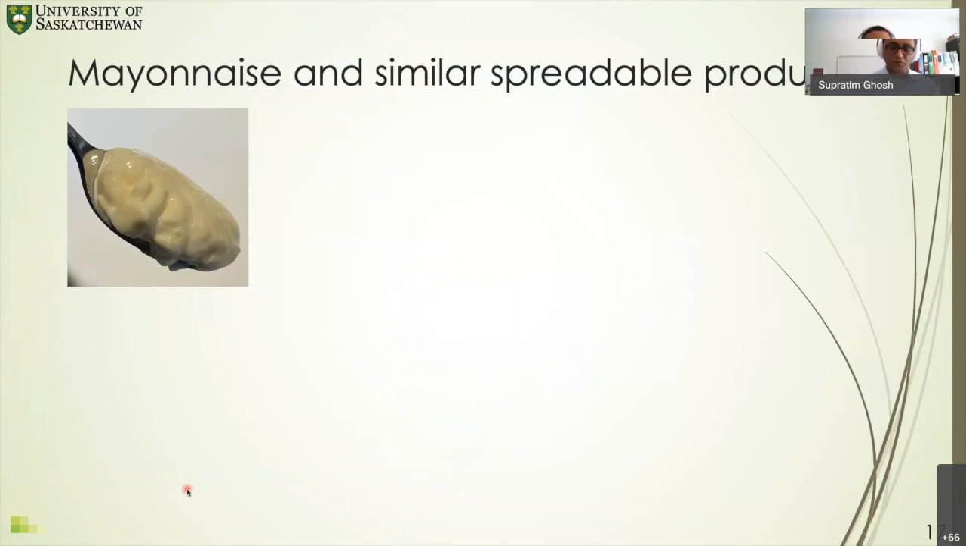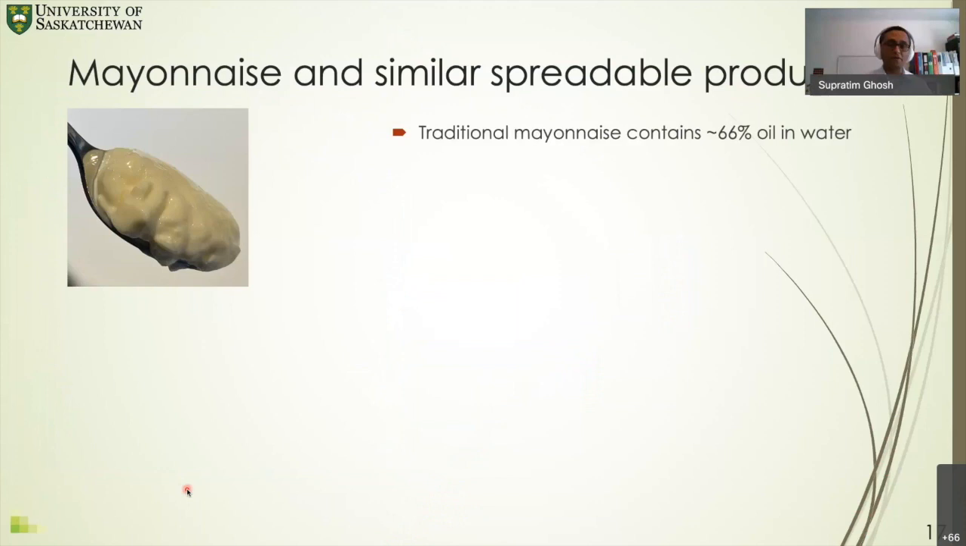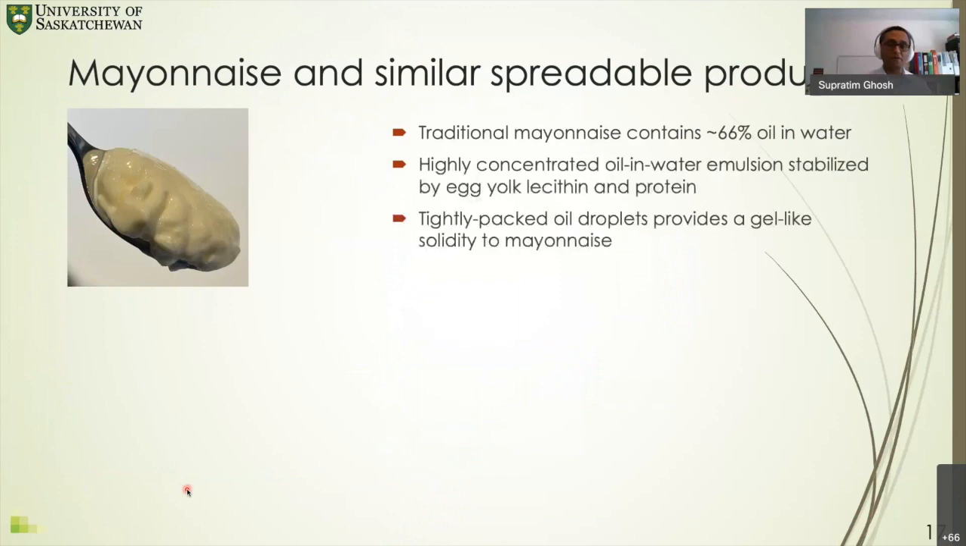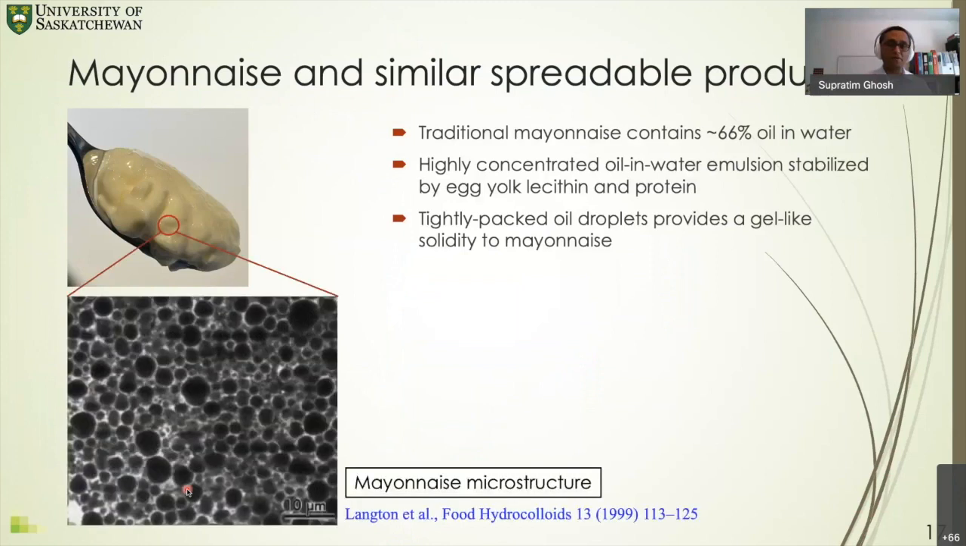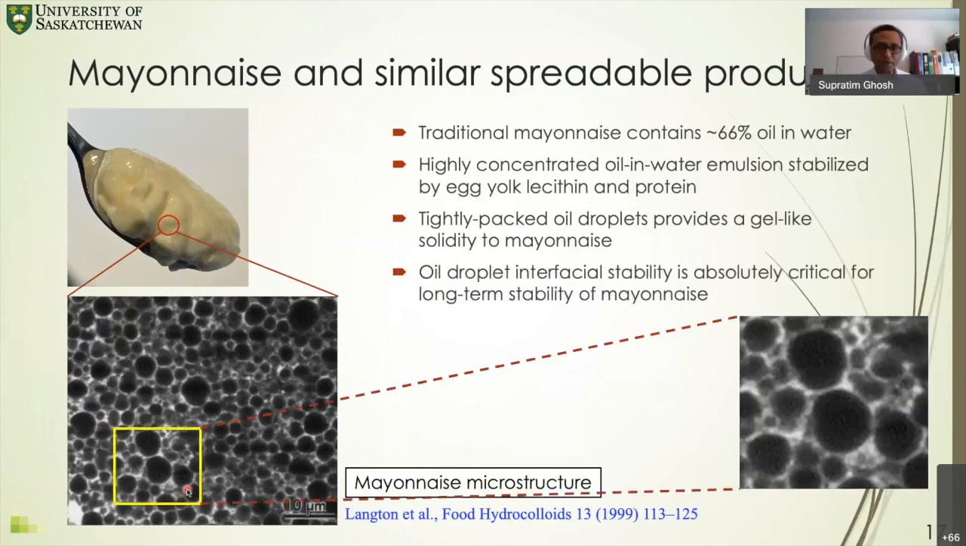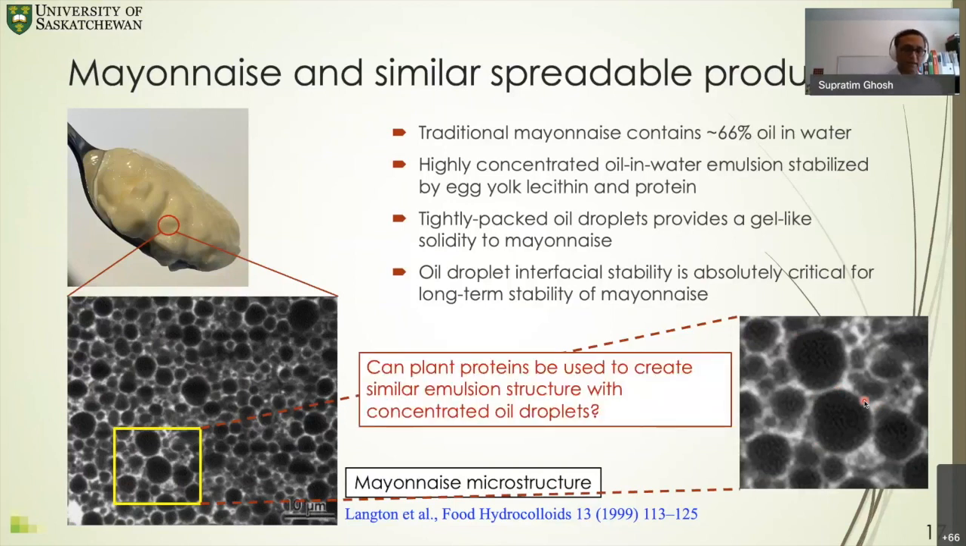So let's talk first about highly concentrated emulsion structures. Mayonnaise is one example, as I said. It has about 66% oil in water, so it's a highly concentrated emulsion, as I said before. Droplets in mayonnaise are tightly packed together, and that gives you that gel-like structure. We have to make sure that interfacial stability is absolutely critical, so the interface of the droplet must be strong enough to give you a stable emulsion. So the question we ask is, can plant protein be used to create similar emulsion structure with concentrated oil droplets?